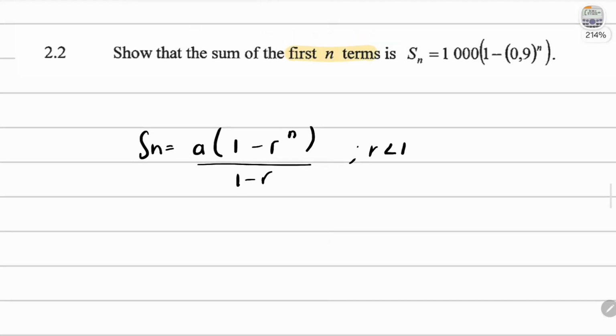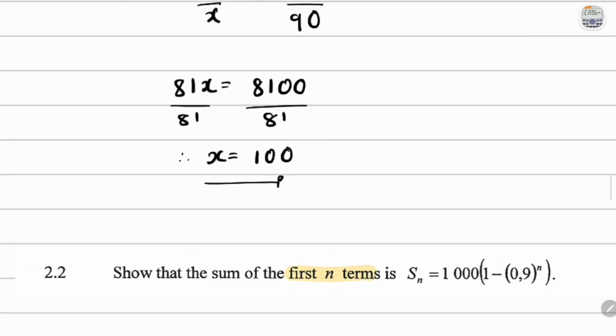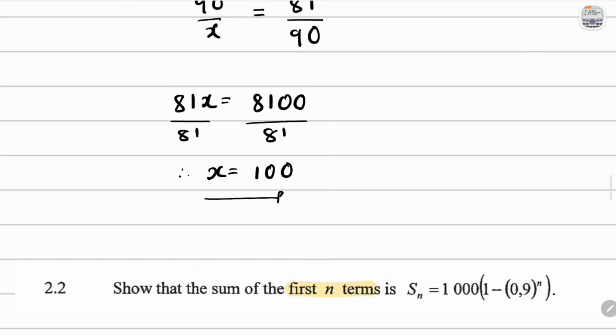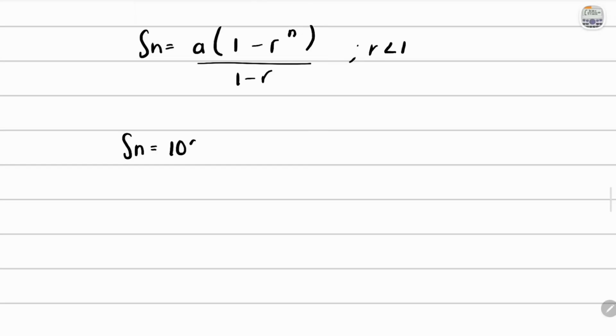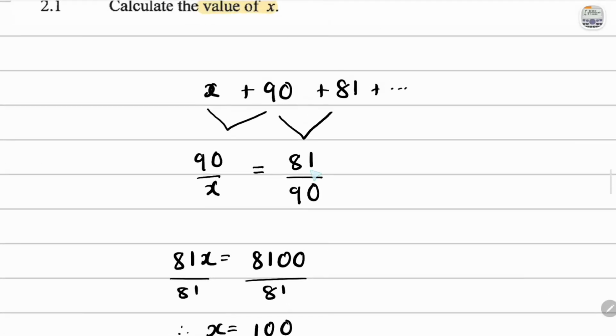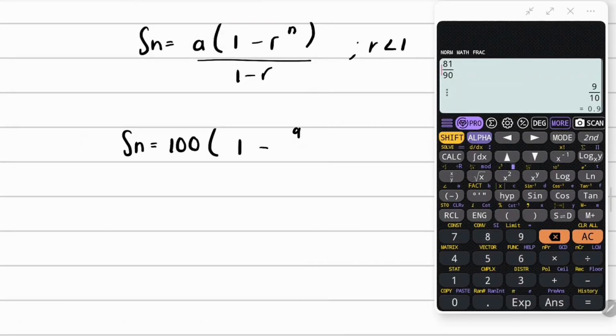We're finding the sum of n terms, so in place of n we won't substitute an actual value. Leave it as Sn is equal to, and for a, we found that the first term was 100. So we're going to say 100 multiplied by 1 minus our ratio, 81 over 90, so it's 9 over 10, raised to the power of n, and then over 1 minus r again, so 1 minus 9 over 10.